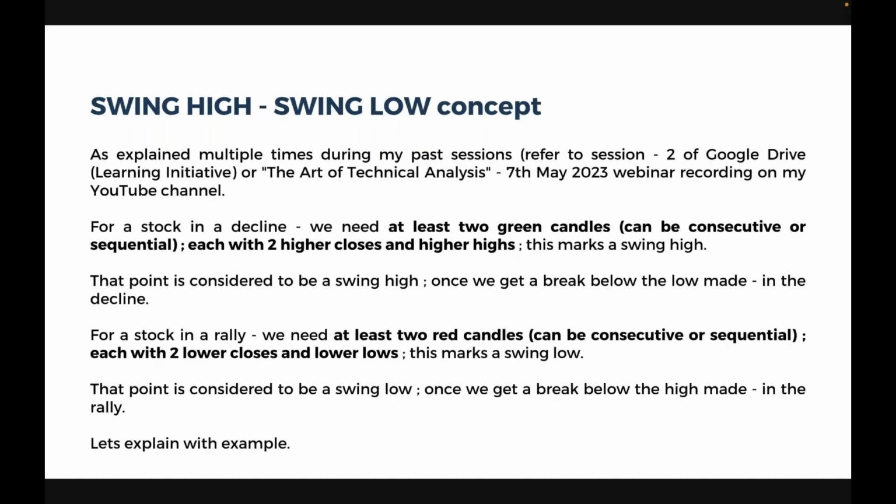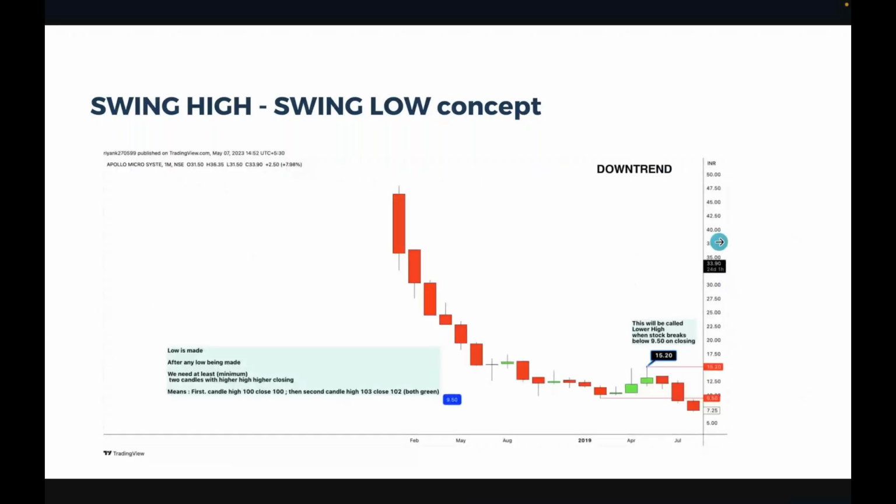ये definition पढ़ के किसी को कुछ समझ में नहीं आता until and unless we do not see charts and we do not see examples. Okay, proceeding further, this is one of the examples of marking a swing high. Okay, so what is happening is कि stock नीचे जाता जा रहा है. The stock is going down from levels of almost 47 till almost the levels of 9.